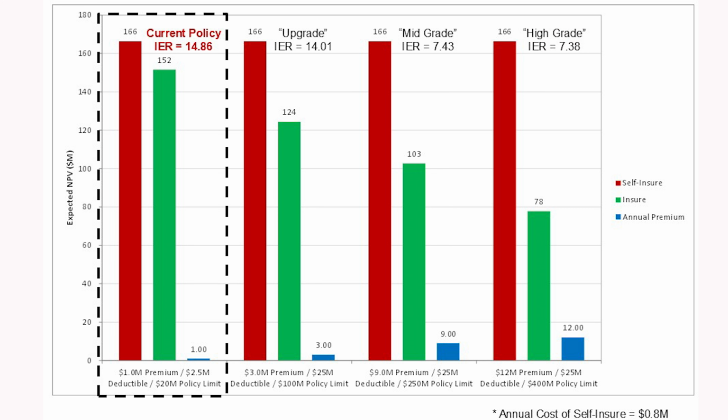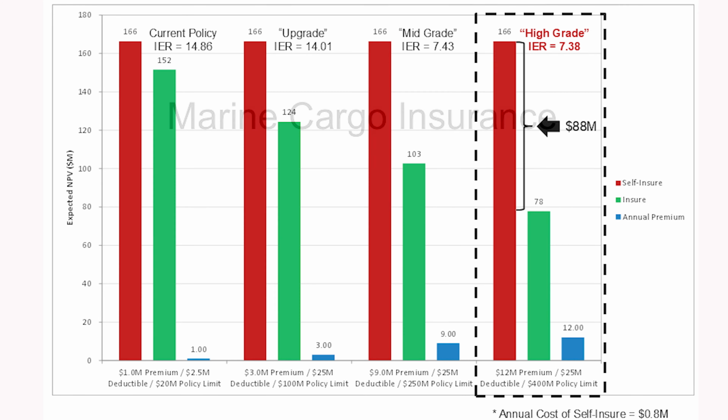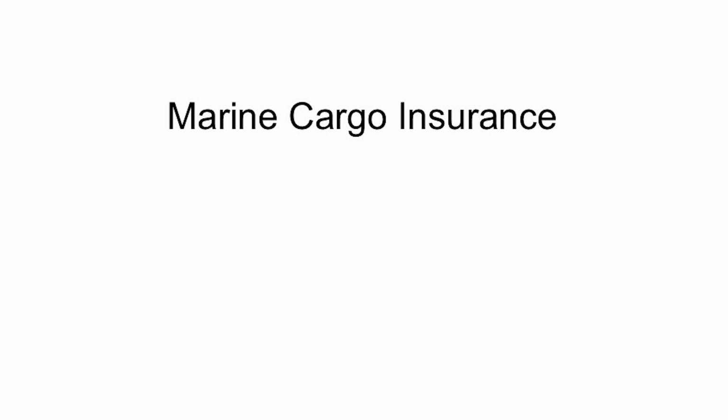The current policy has the highest insurance efficiency rate, but doesn't reduce the expected risk liability much. High grade has both a significant insurance efficiency rate and the greatest reduction in cyber expected risk liability. As a third policy, let's consider marine cargo insurance.